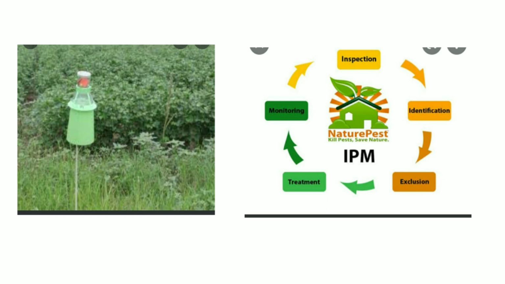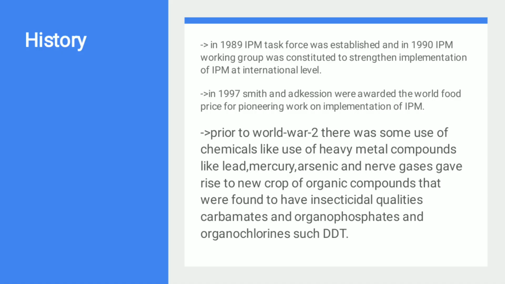So here is the nature of the IPM. That is how we control the typical pest and disease by adopting these IPM tactics. Like the first one, that is inspection, and first we identify, we have to know which causal organism is causing which disease, or whatever the pest, have to exclude that pest by treatment and monitoring inspection, that is IPM. History: in 1989 the IPM task force was established, and in 1990 the IPM working group was constituted to strengthen the implementation of the IPM at international level.